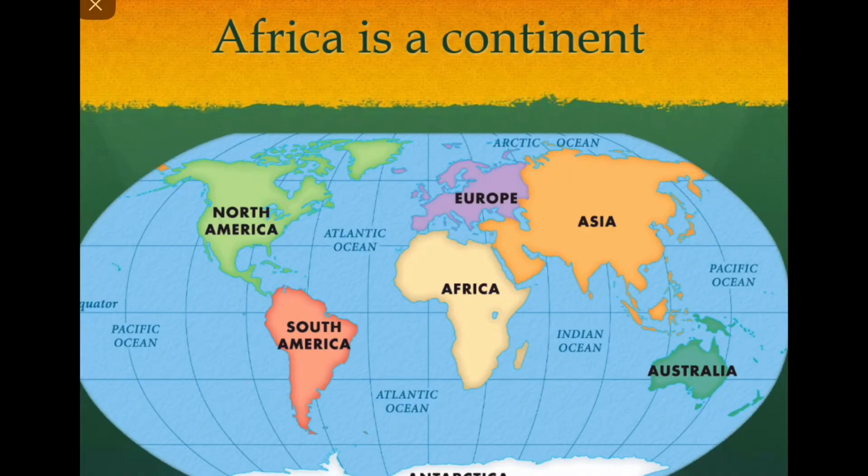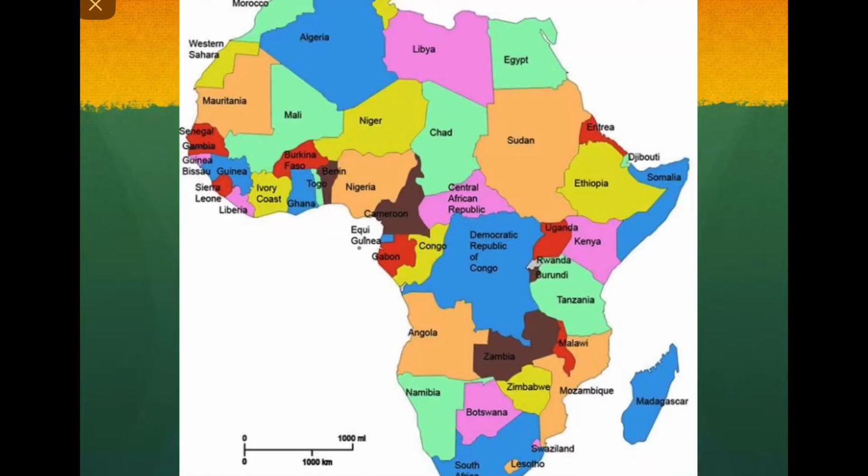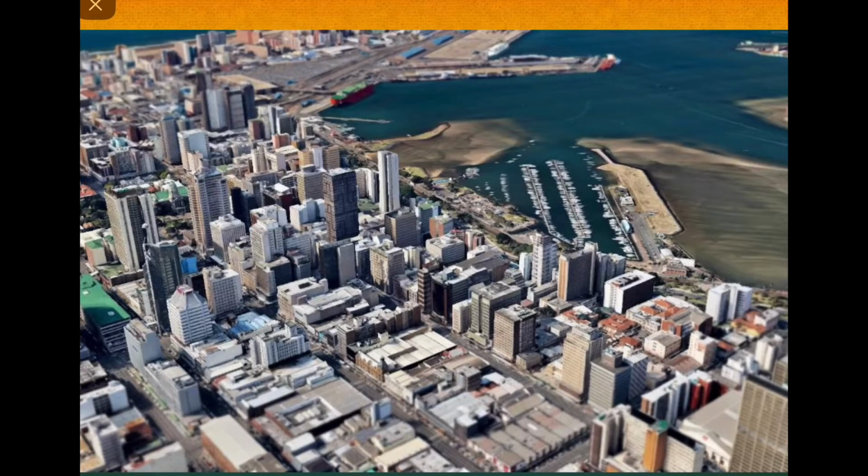Now, we already know that Africa is a continent and not a country. It's one of the 7 continents that make up the world. And we know that there are 54 different countries in Africa. And in those countries, over 1 billion people live. And those 1 billion people speak 2,000 different languages. Now, Africa is a continent of many contrasts. You can't just say one thing is about Africa, because it's 54 different places.